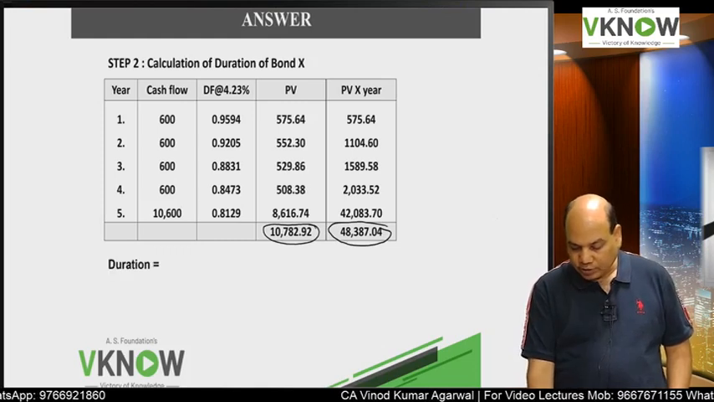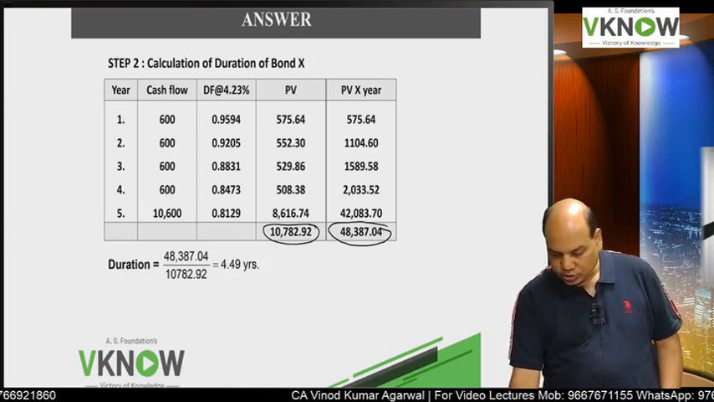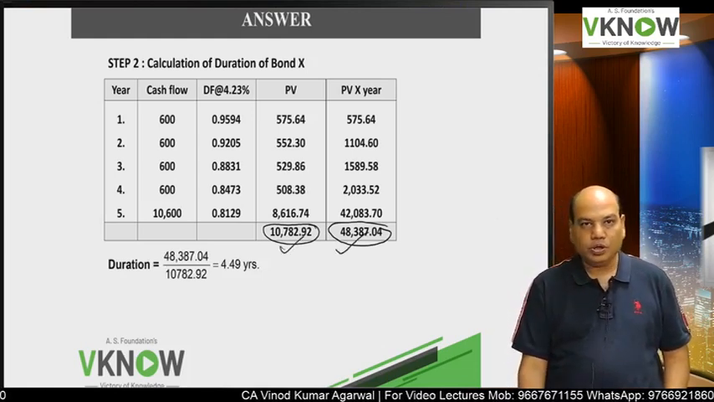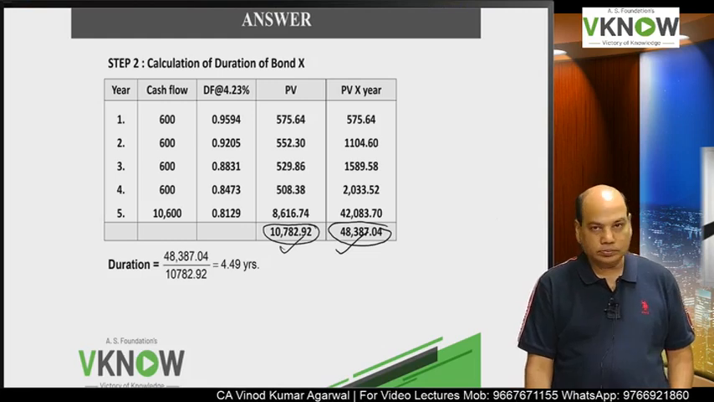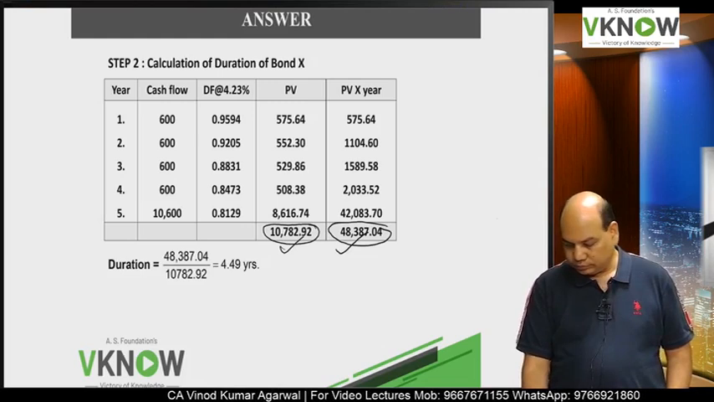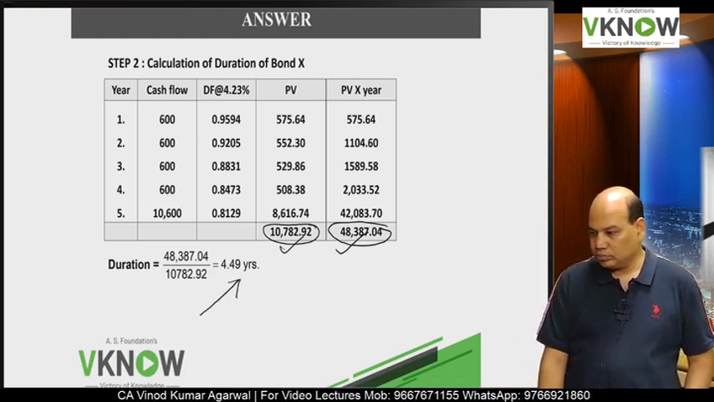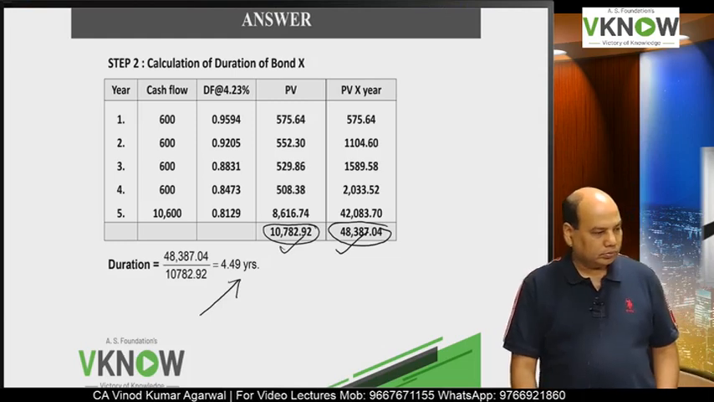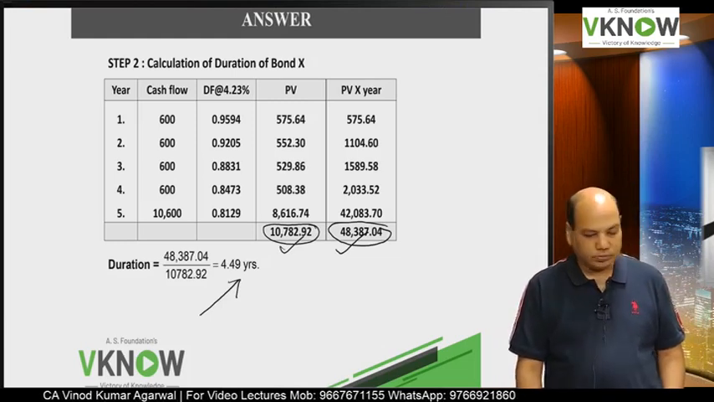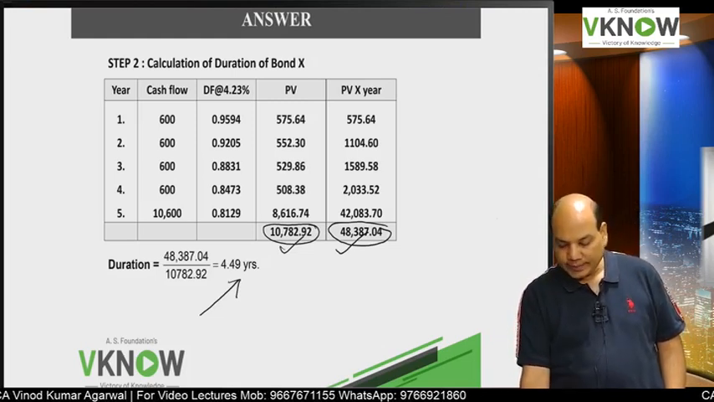So therefore write below, duration is equal to this total divided by this total, 4.49 years. Just confirm, is it right? Okay, 4.49 years. Do the same exercise for bond Y.